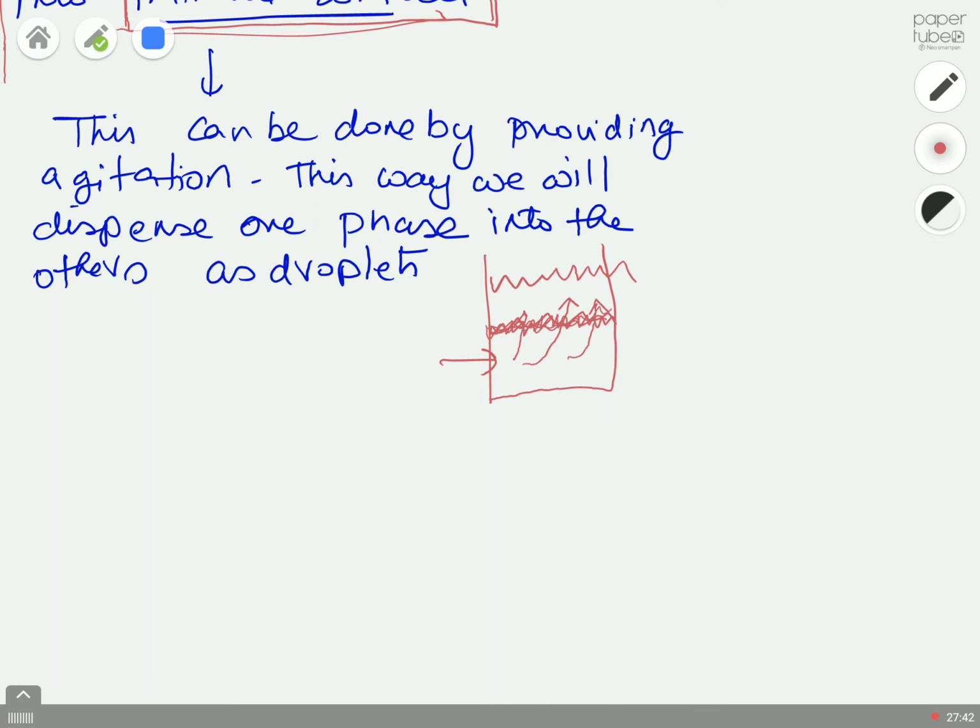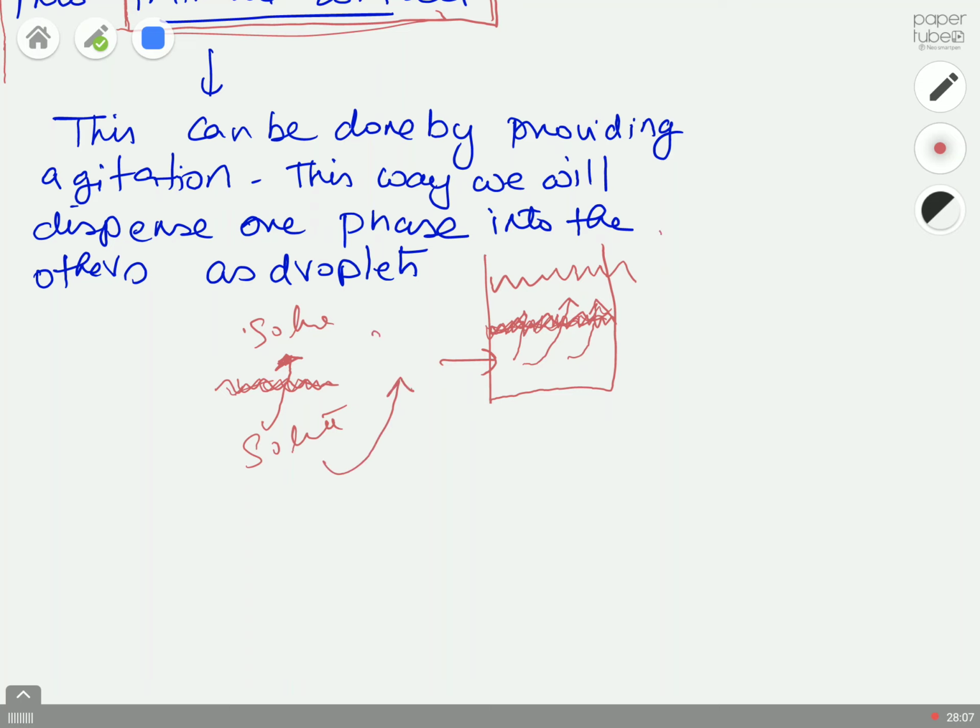But if you create a lot of interface, where you have some solute here and some solvent here, it has to pass through this interface. So if the interfacial area is higher, more solute will move from the solute side to the solvent side.